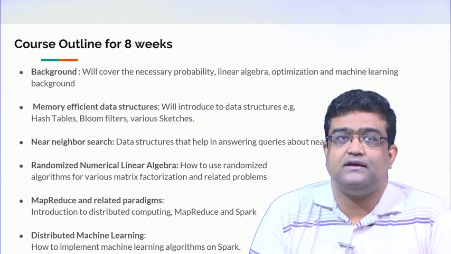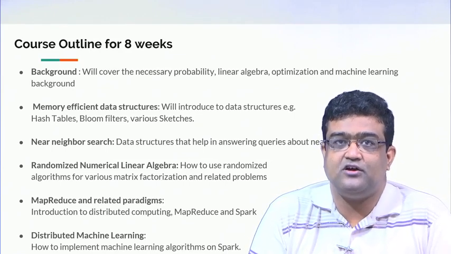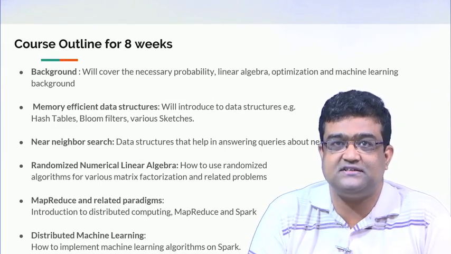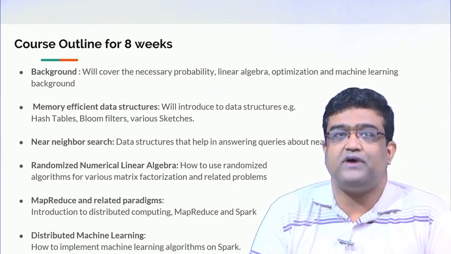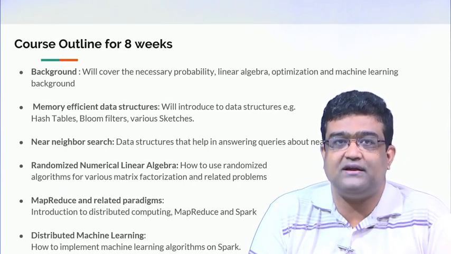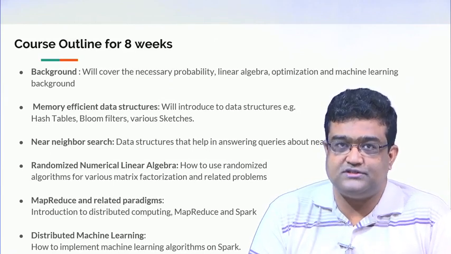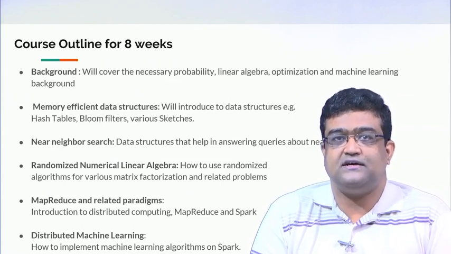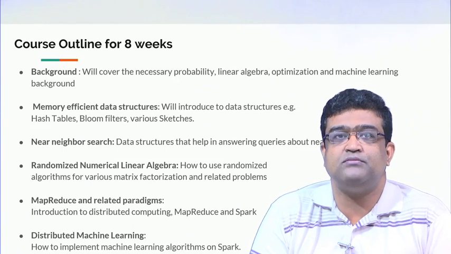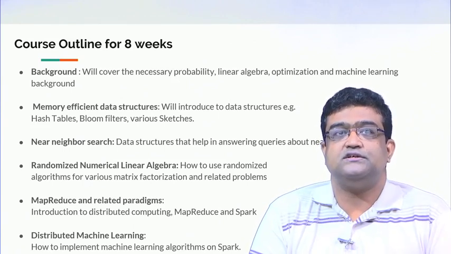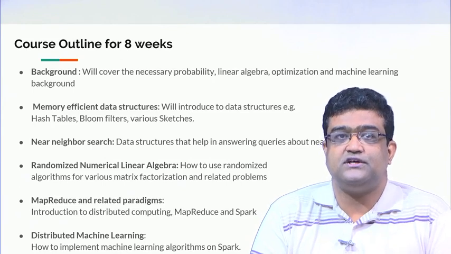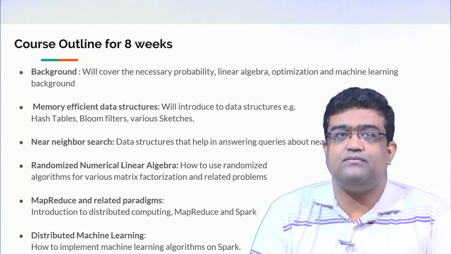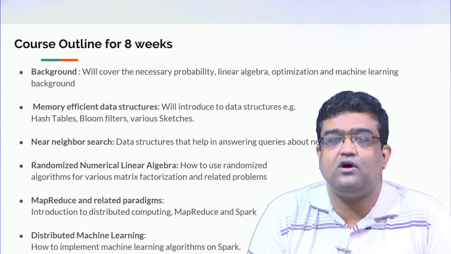The fourth part is randomized linear algebra, where we describe how to use randomized algorithms for various matrix factorization related problems. The fifth part is MapReduce and related paradigms, where we introduce the distributed computing frameworks such as MapReduce and the framework Spark, which is for in memory distributed computing. The sixth part, we introduce distributed machine learning, where we describe how to implement machine learning algorithms on Spark.